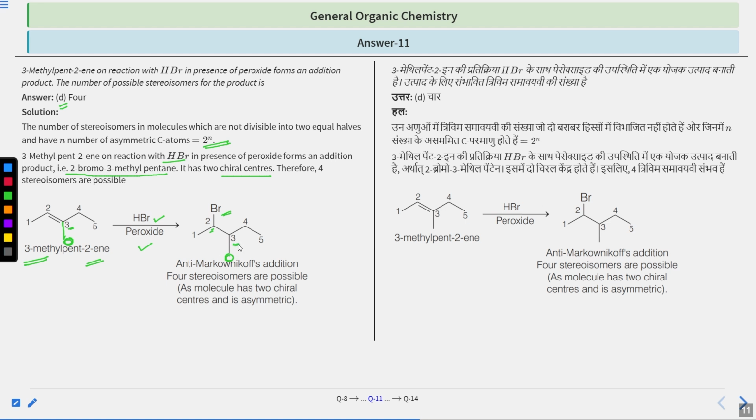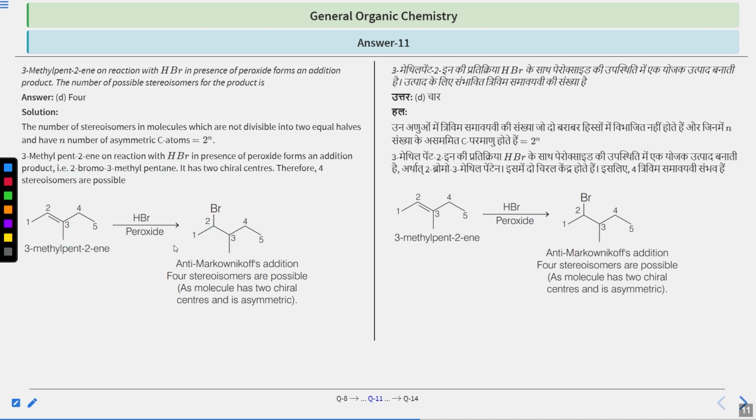One is at the third position because one hydrogen, one of this group, and one methyl is present. And at the second position, one bromine, one hydrogen, one methyl group, and this whole group. There are 2 chiral centers possible. So 2 to the power 2 will become 4. So that's why 4 stereoisomers are possible for 3-methyl pent-2-ene on reaction with HBr, and we get this product having 4 stereoisomers, right? And thus our option B is the correct answer.